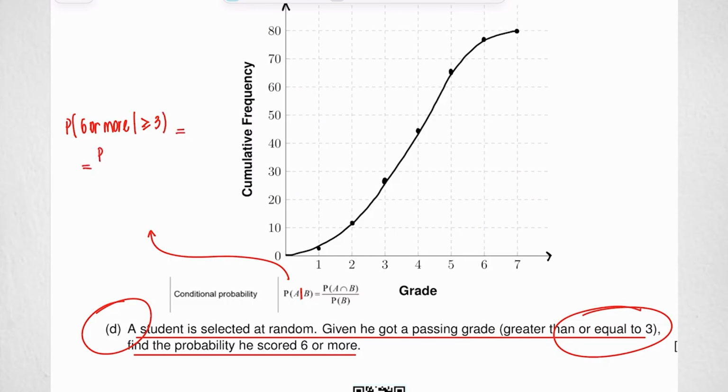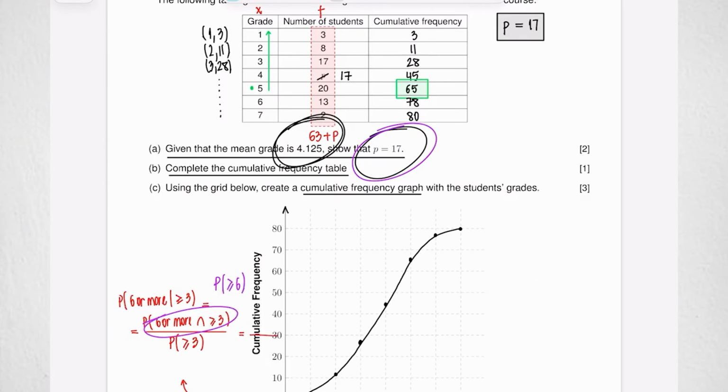Now, this is the probability of scoring 6 or more and greater than or equal to 3, which, by the way, is redundant because if he scored 6 or more, then he actually also scored a grade which is greater than or equal to 3. So this is just the probability of scoring a grade which is greater than or equal to 6 over the probability of scoring a grade which is greater than or equal to 3. Now, you can use either the probabilities or the number of students here. I'm going to use the probabilities because it makes a little bit more sense. How many students scored a grade of 6 or more?